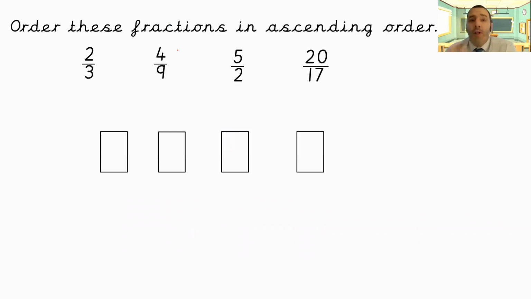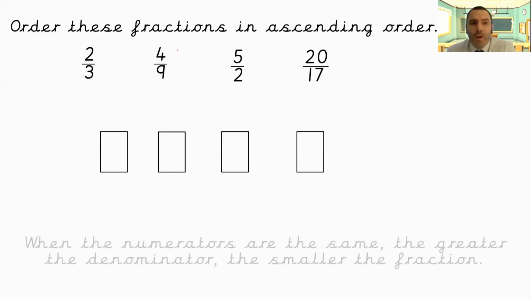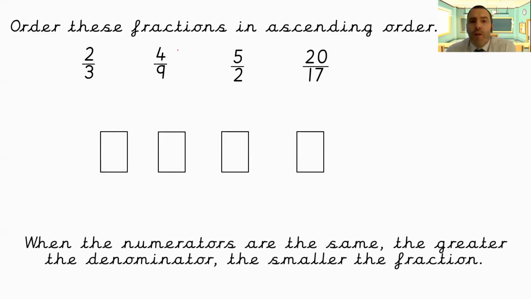So we're going to have a look at these fractions, and we're going to put them into ascending order. So we're going to start with the smallest, and we're going to work our way to the right hand side of the screen to finish with the largest. So we've got 2/3, 4/9, 5/2, and 20/17. So we need to work out what's going to be our most efficient way of comparing these. So we're going to look at the numerators because they're all factors of 20.